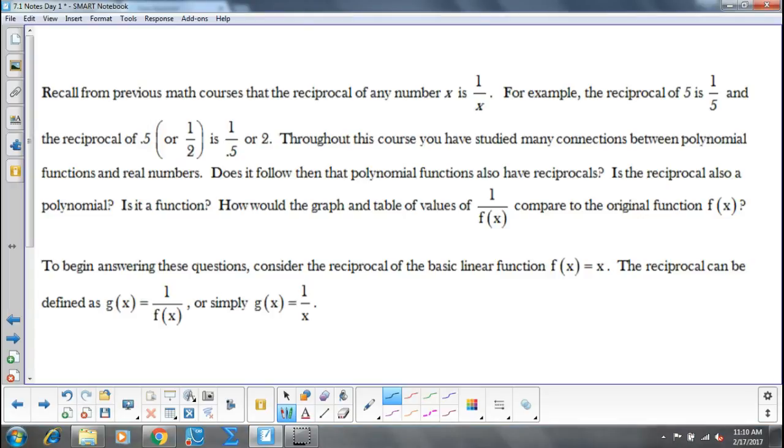Throughout this course, you have studied many connections between polynomial functions and real numbers. Does it follow, then, that a polynomial function would also have a reciprocal? Meaning, if I take a linear function, let's say, would that linear function then have a reciprocal? And that's what that question is asking. Is the reciprocal also a polynomial? Is it a function? How would the graph of the values compare to the original function? So we're going to look at two functions here today, and then we're going to determine that.